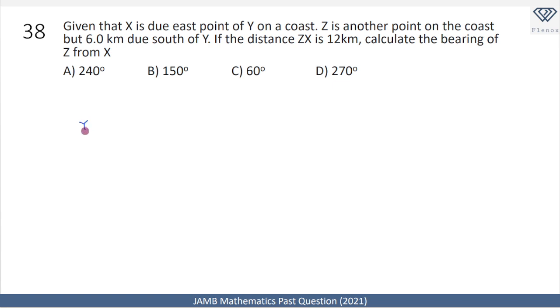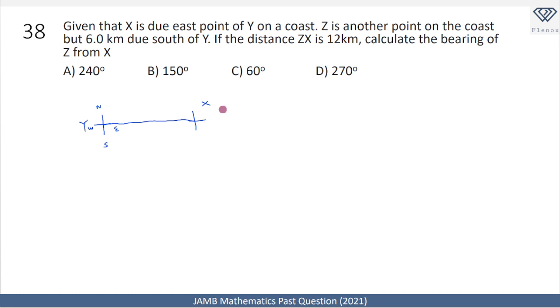And we're told about our four cardinal points. Let me draw that down. You have your north, south, west, and east. Now we're told that the point x is due east of y. So that means the point x is on the east of y. So if I draw a line over here, I get where my x is. So this is where my x is.